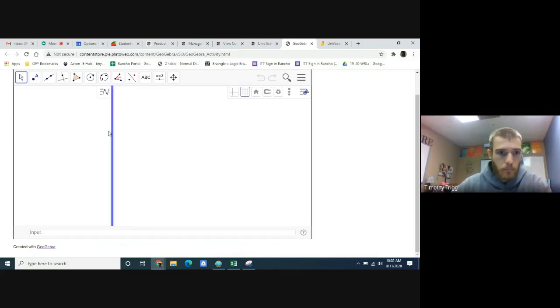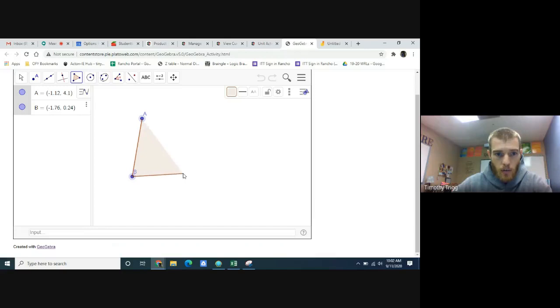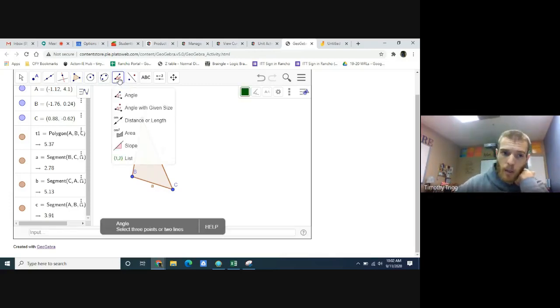Okay. So first, let's produce a triangle. In this case, it doesn't really matter what the triangle looks like. Just any old triangle will do. I'm doing this triangle right here. Okay, cool. Now, what we want to do is we're going to make the same triangle, but we're going to dilate it.